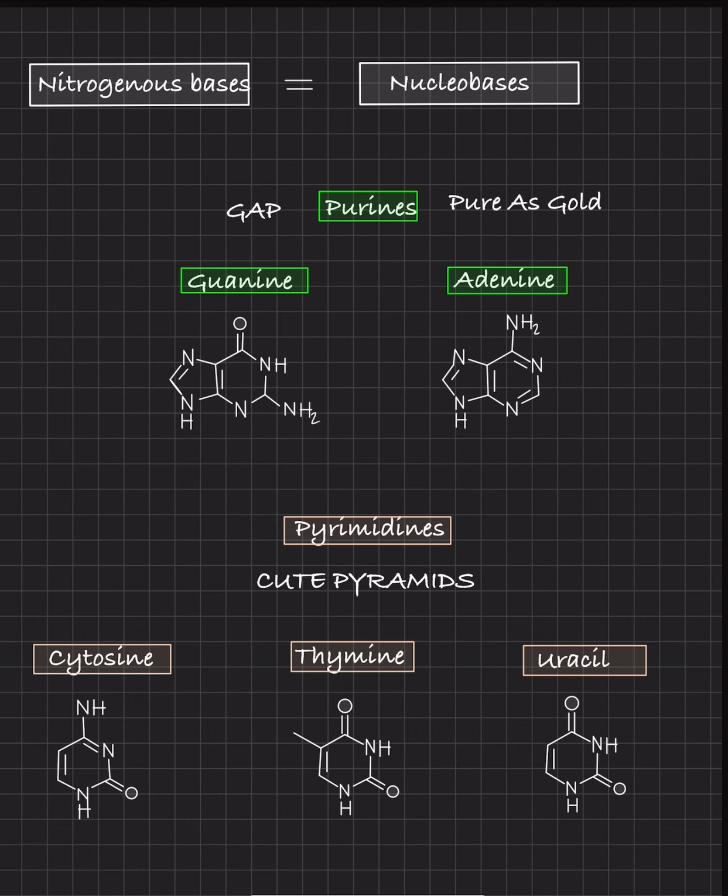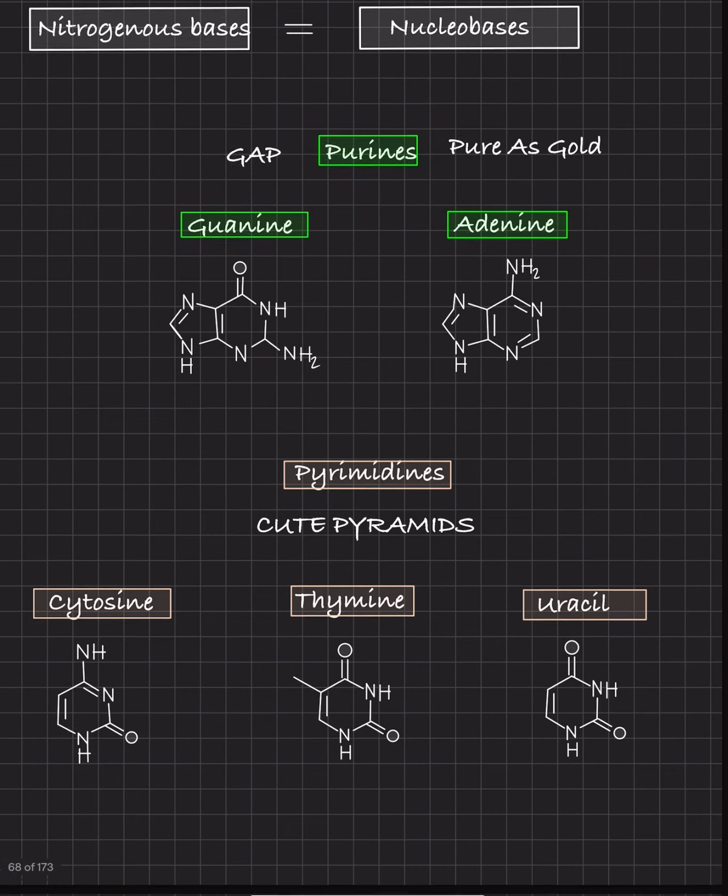Furthermore, something else that you really need to know and emphasize is that thymine is in DNA but not in RNA. Uracil is in RNA but not in DNA. So I'll emphasize that in the next slide.